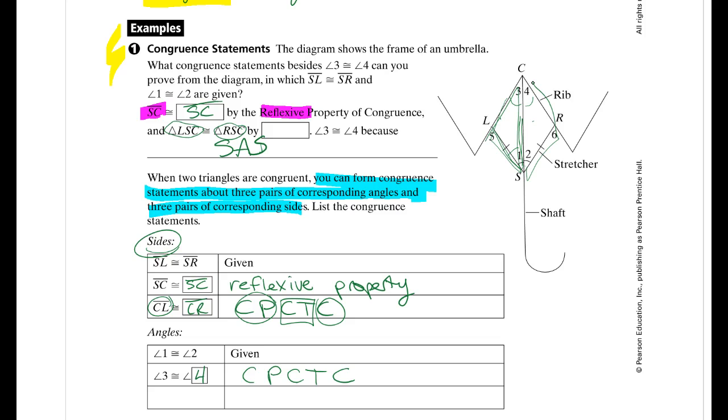What's the last pair of angles here? We've got this one in here, congruent to this one in here. So I'm going to call it angle CLS is congruent to angle CRS. And how come? Well, those are corresponding parts of congruent triangles that are congruent as well.